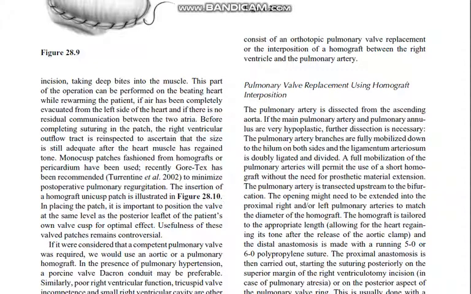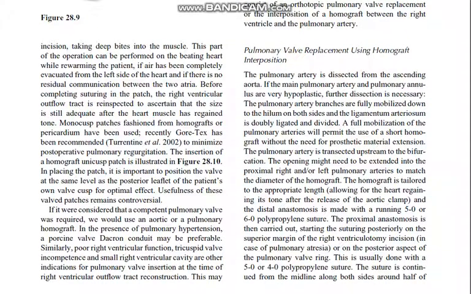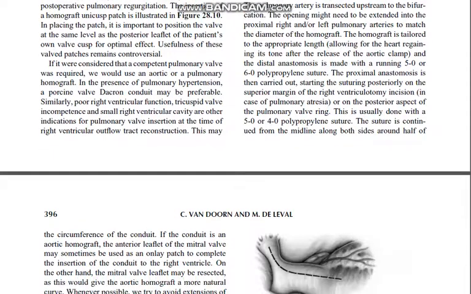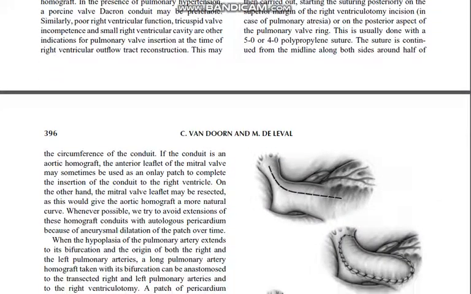The proximal anastomosis is then carried out, starting the suturing posteriorly on the superior margin of the right ventriculotomy incision in case of pulmonary atresia, or on the posterior aspect of the pulmonary valve ring. This is usually done with a 5-0 or 4-0 polypropylene suture. The suture is continued from the midline along both sides around half of the circumference of the conduit.